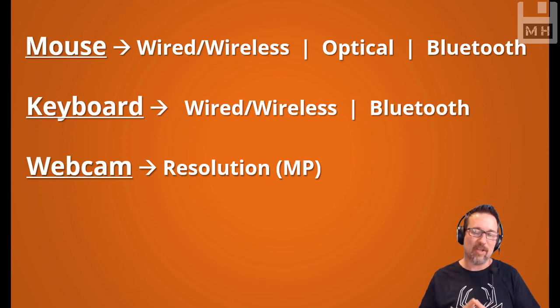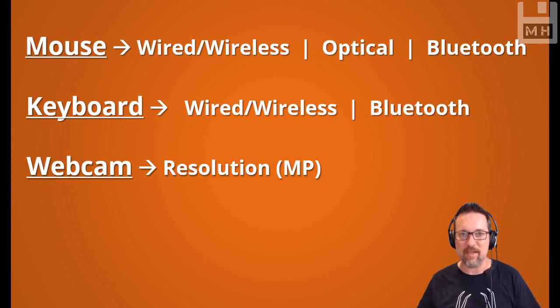Okay, so have a look at these things. Your challenge now is to go and have a look at different computer adverts, identify the input devices, and determine what features you can on those input devices.